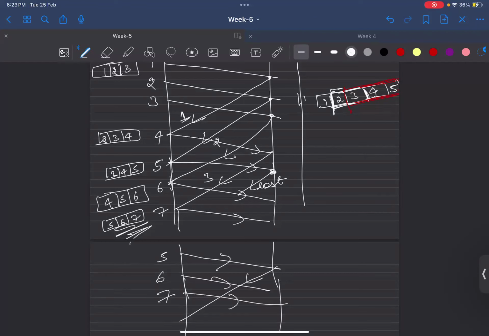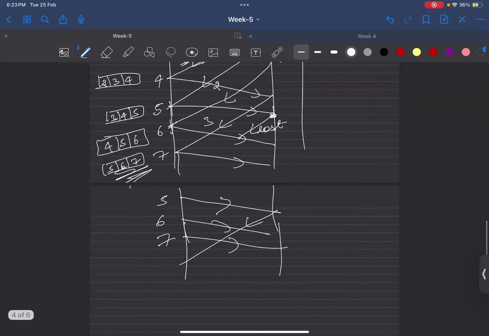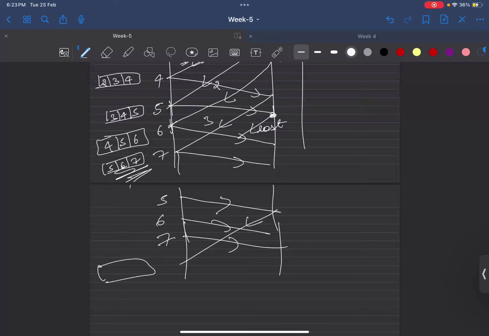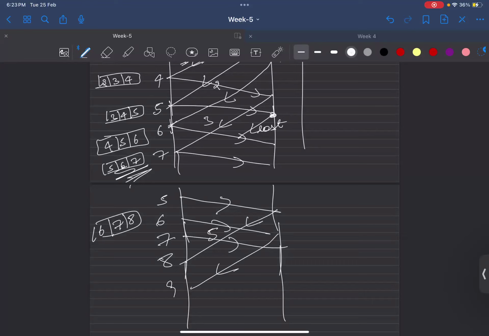I got the acknowledgement for fifth. When I got the acknowledgement of fifth, now my window is basically 6, 7, 8. Now, I got the acknowledgement for sixth. My window is 7, 8, 9.